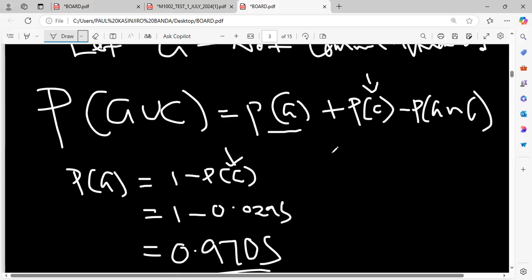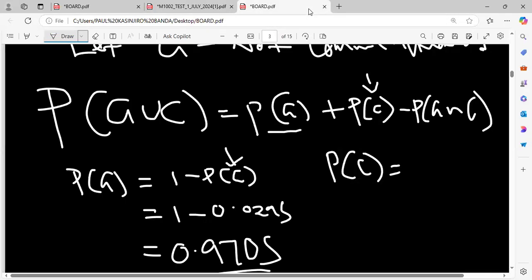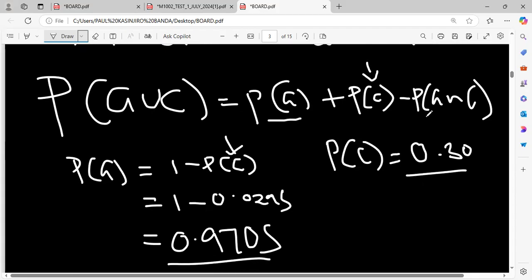So I have one of the things that I need, the probability of G. And then this one means the probability of it coming from lab C, which we were given in the question. The probability of coming from lab C was 30%, and 30% divided by 100 gives 0.30. Now we're remaining with the probability of it being good intersection coming from lab C. We are going to get it from that thing that we drew here.